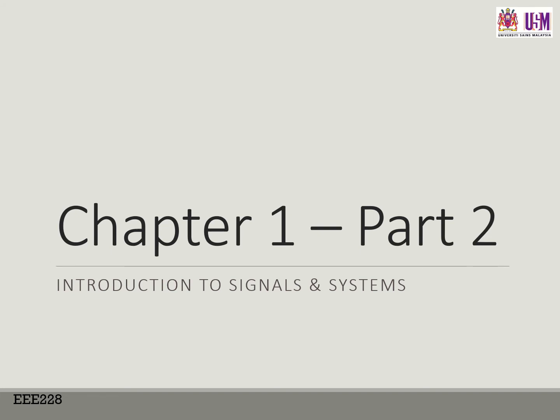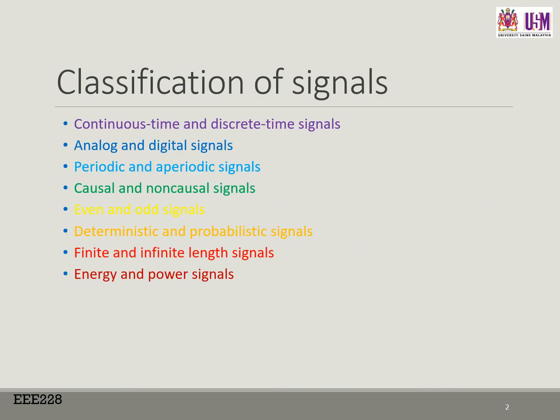Let's continue to part 2 of this chapter, Introduction to Signals and Systems. There are several types of signals. I've arranged them in so-called pairs, and I'll try to explain each one of them. And for some of the types of signals, I have prepared some short videos for you to listen to and watch. I hope the videos will help you to understand.